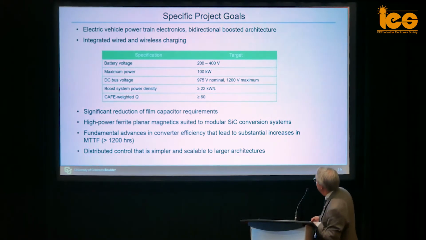Current project, then we have a 200 to 400 volt battery input. We have 100 kilowatts rated power. We want to produce a DC bus voltage of 975 volts and 1200 volt maximum. We want to achieve a power density of this whole boosted system, including its filtering and inductors and capacitors, of 22 kilowatts per liter. And then this CAFE weighted Q I'll talk about in a minute, but we want a high number for that.